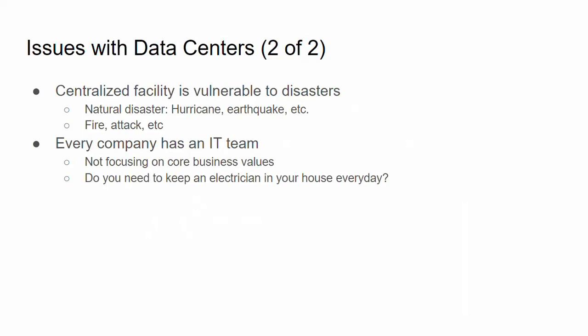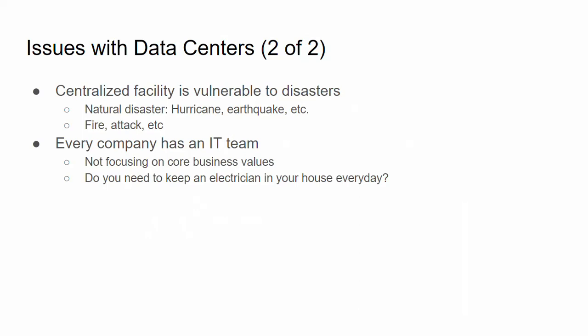But on the other hand, a centralized facility is vulnerable to disasters. What if a natural disaster, a hurricane or earthquake, comes? What if there are human errors, fire, or even terrorist attacks? All these are possible, and they are vulnerable to disaster. A few years ago, one of the largest data centers in Europe actually caught fire. As a result, thousands of websites were out of service.